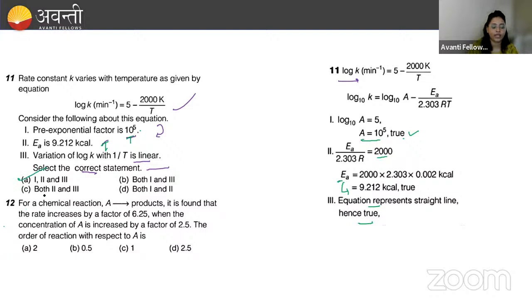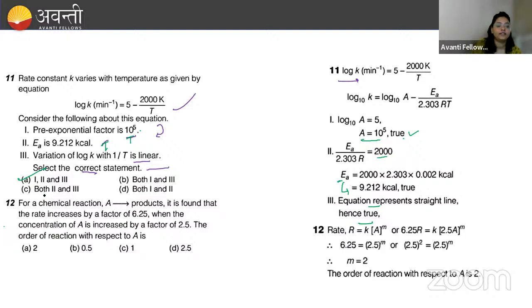Okay, next problem. For a chemical reaction, A gives product. It is found that the rate increases by a factor 6.25 when the concentration of A is increased by a factor of 2.5. What is the order of reaction with respect to A? So here we need to find the order. Consider here the answer. Rate is equal to what? k into A raised to m.